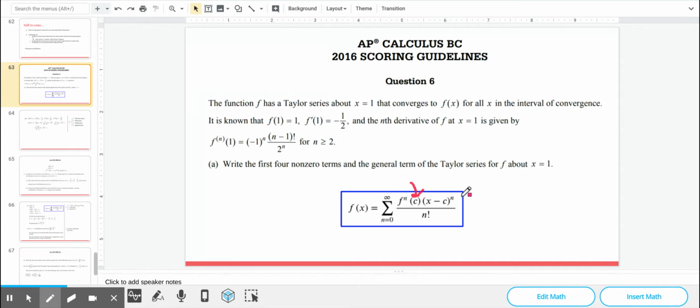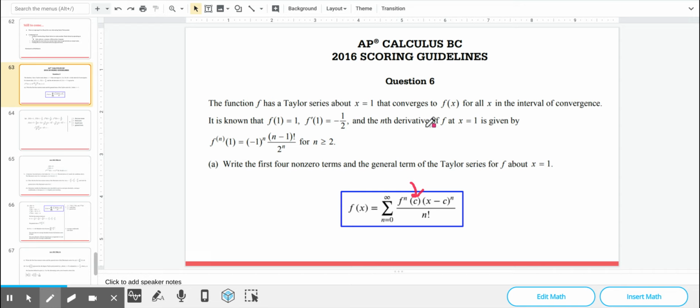However, from there, if I'm looking at part A, I know I need to write the first 4 non-zero terms. So I'm definitely going to have to figure out 2 more derivatives and then 2 more terms. It gets a little bit interesting here because I'm no longer given the derivatives just flat out. I have to actually find the derivatives. And you're given a formula in order to find the derivatives, specifically at x equals 1, which matches up with my center. So I'm good.